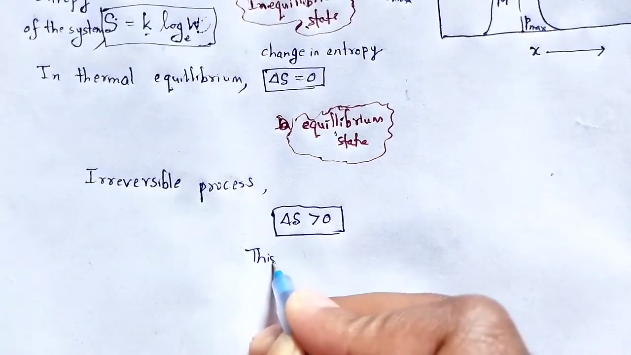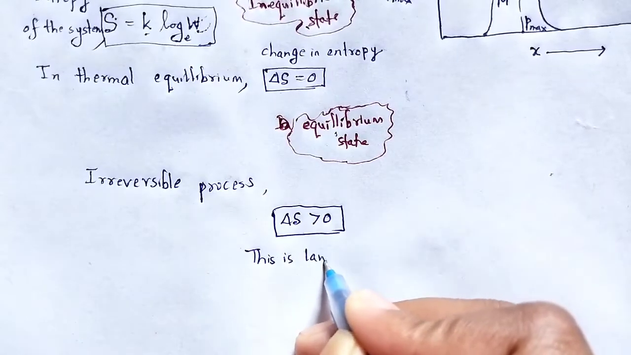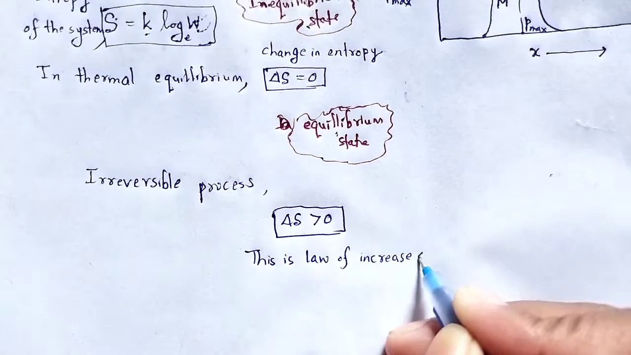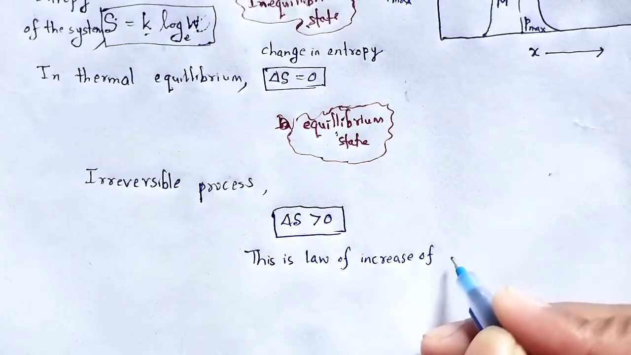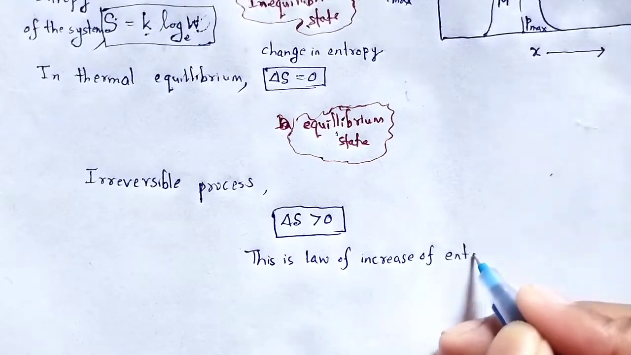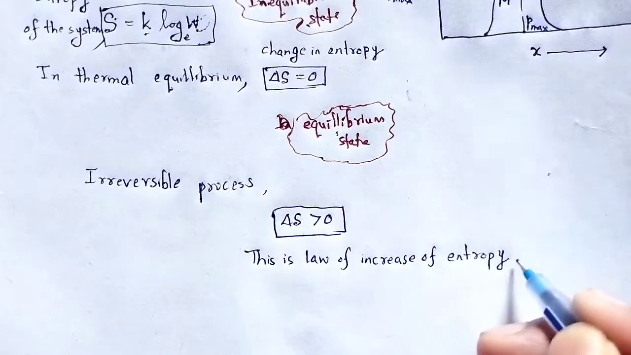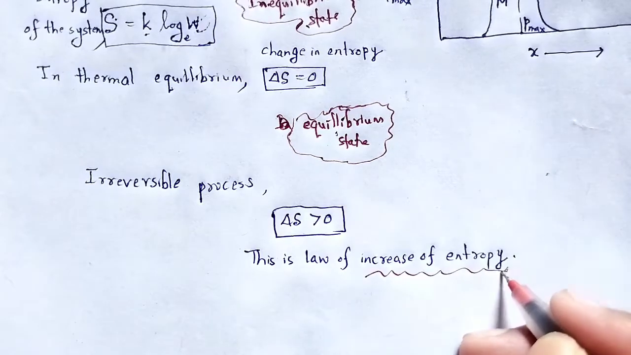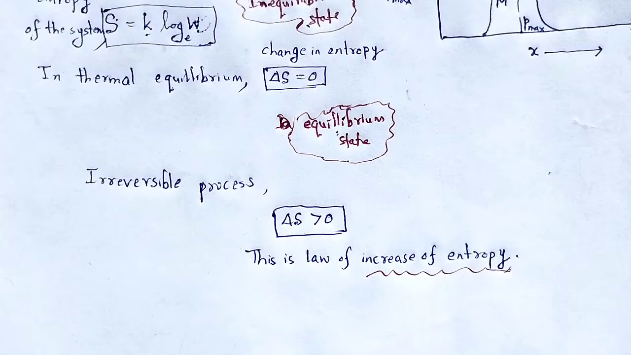This is the law of increase of entropy. It means in nature, entropy is always increasing, since all the processes in nature are examples of irreversible processes.